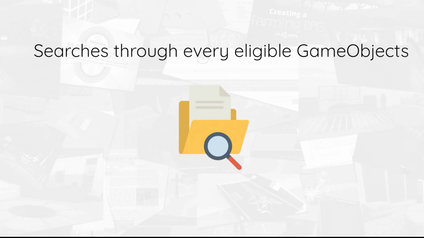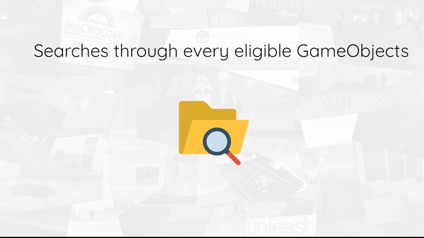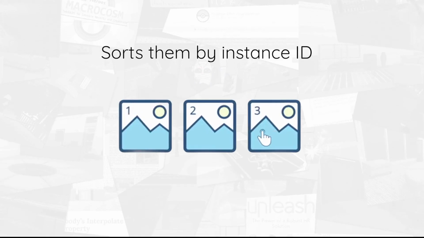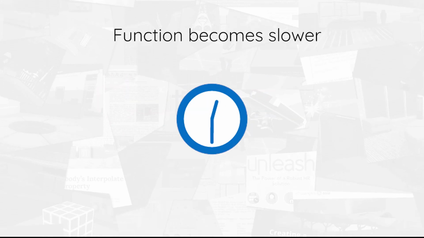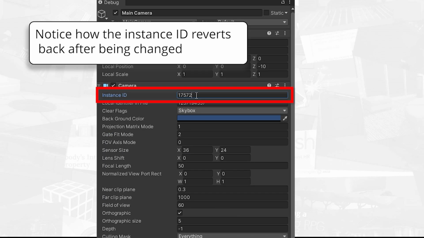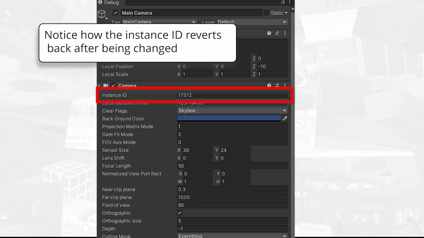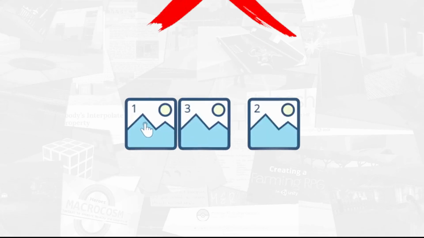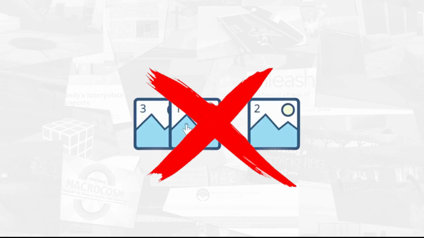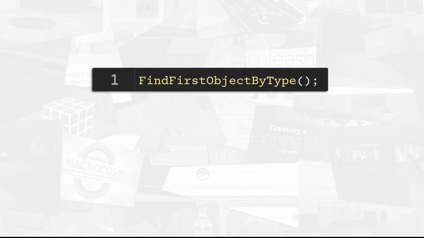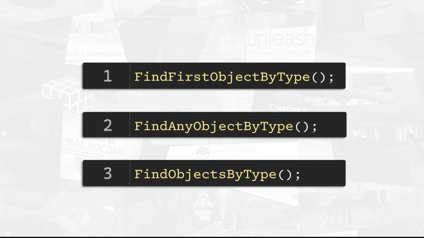It searches through every eligible game object in the scene, then sorts them by instance ID and returns the one with the lowest ID. This sorting made the function slower, but since developers can't control instance IDs, and they often change unpredictably, this sorting was usually pointless, especially when trying to grab singletons. That is why the three new functions we just mentioned exist.